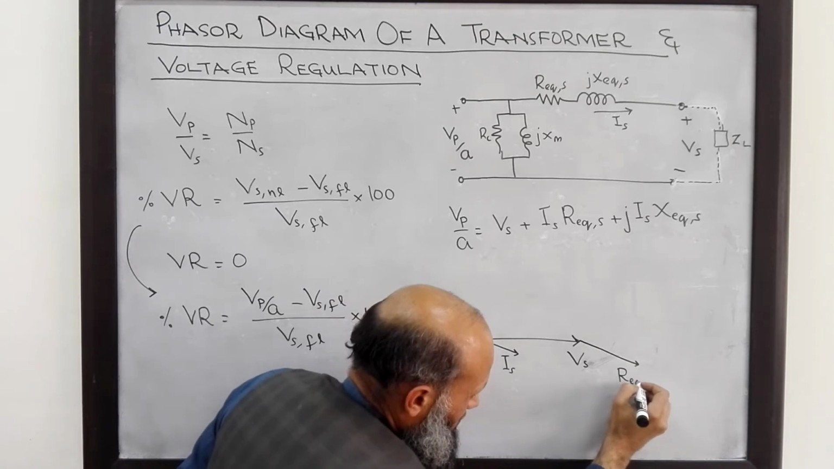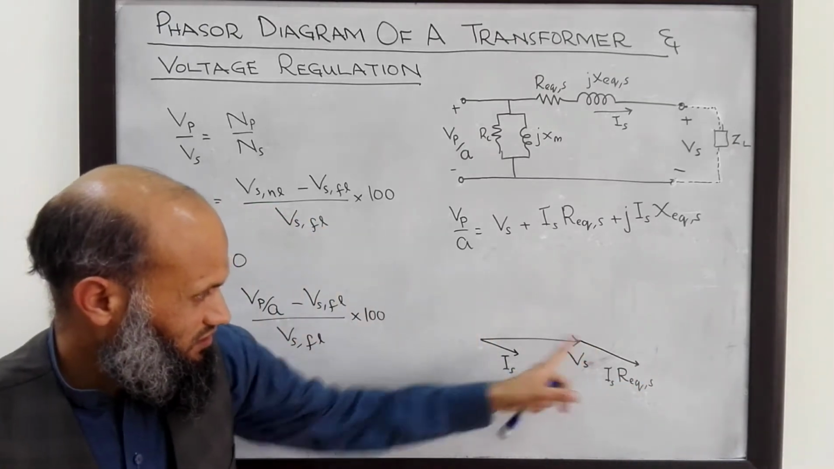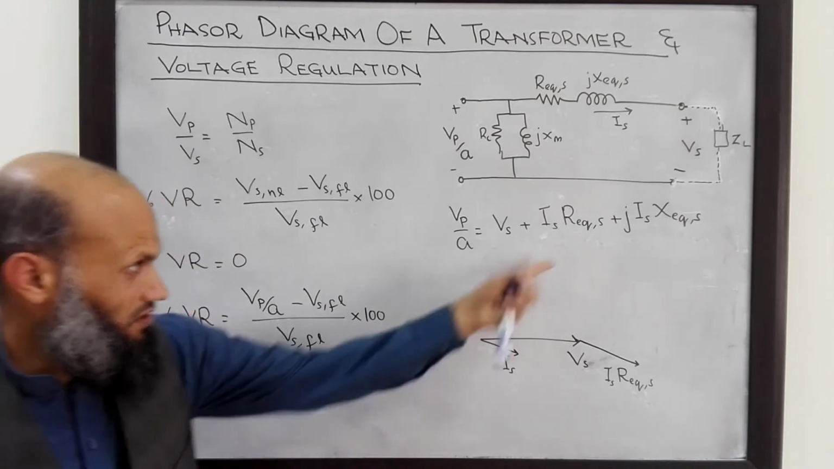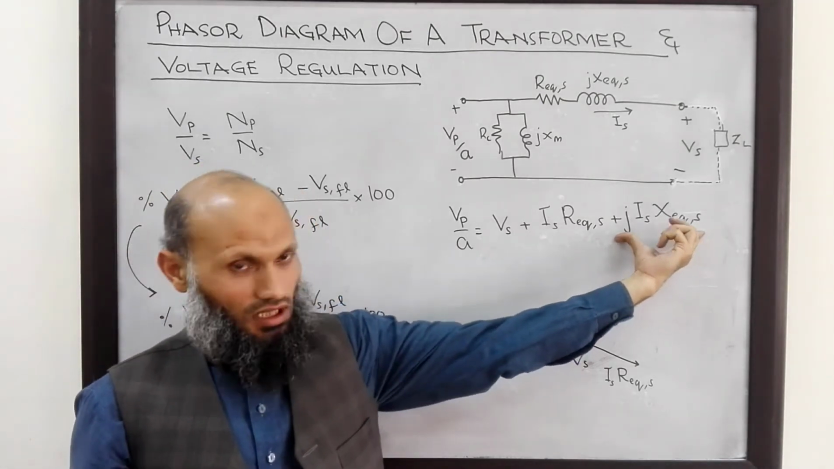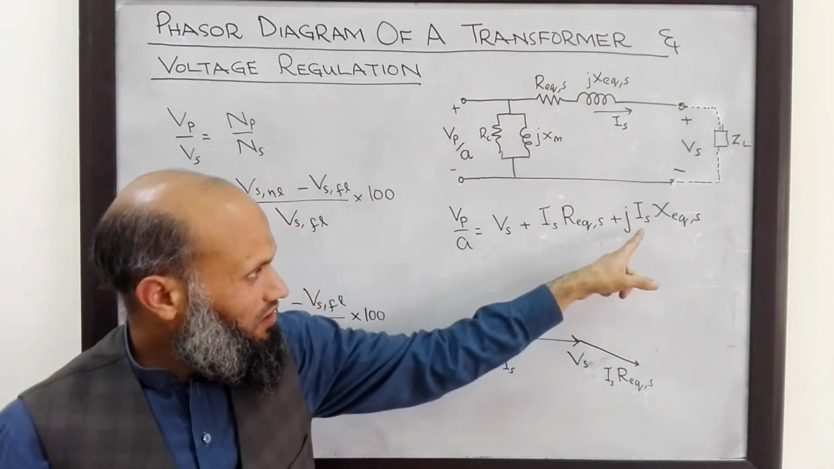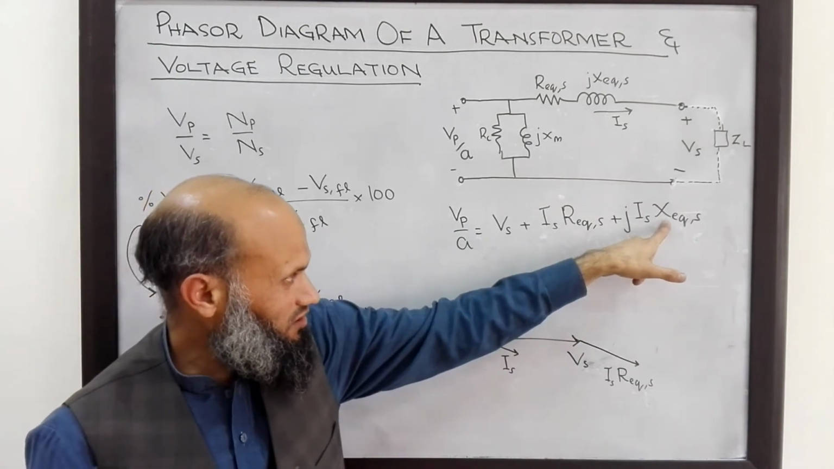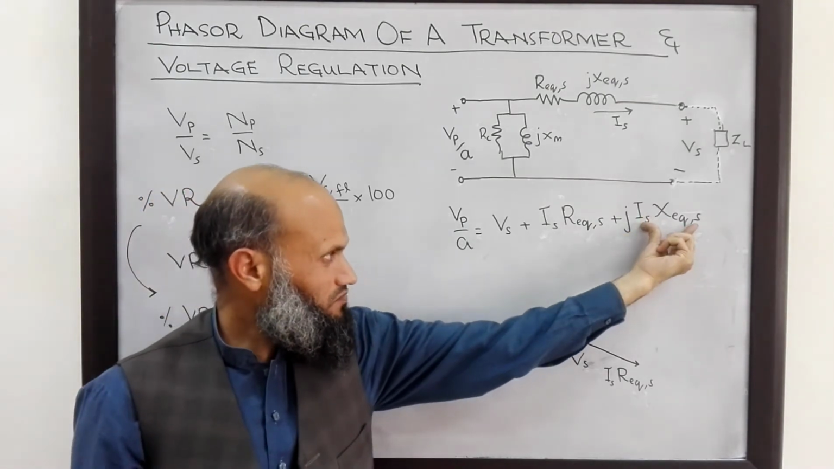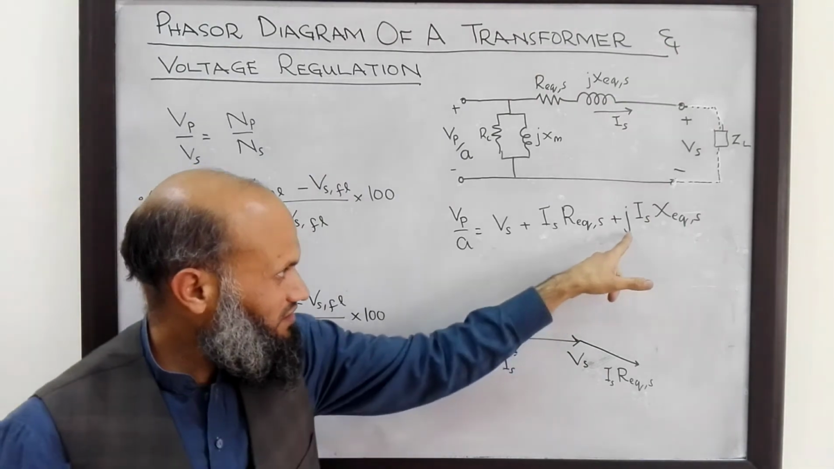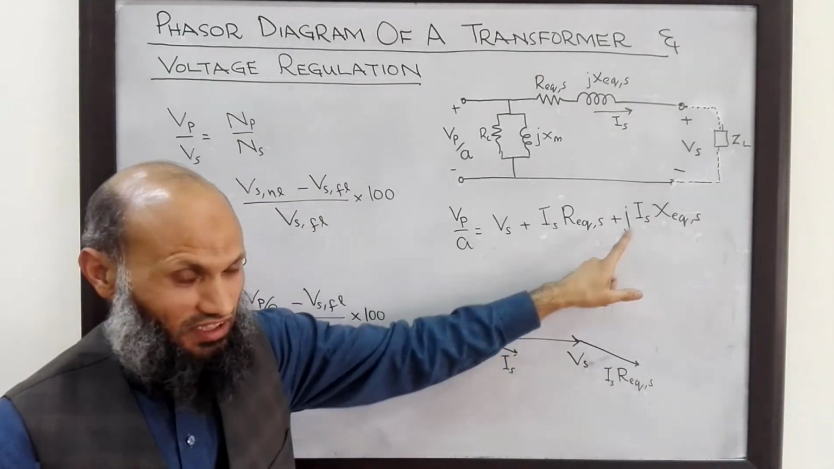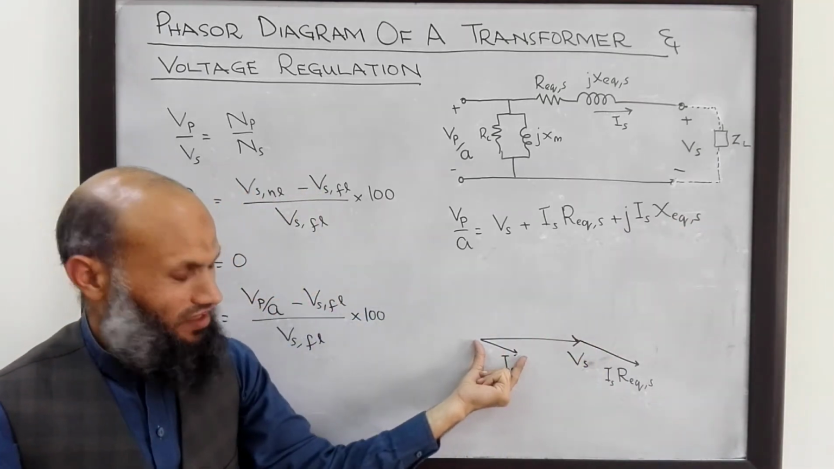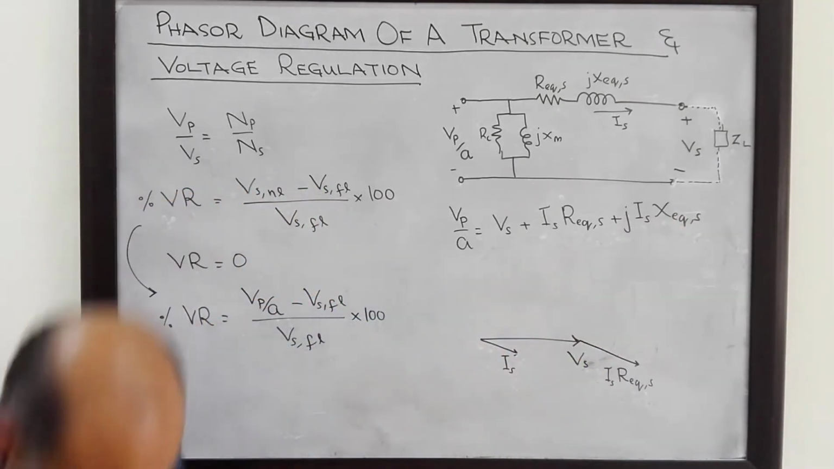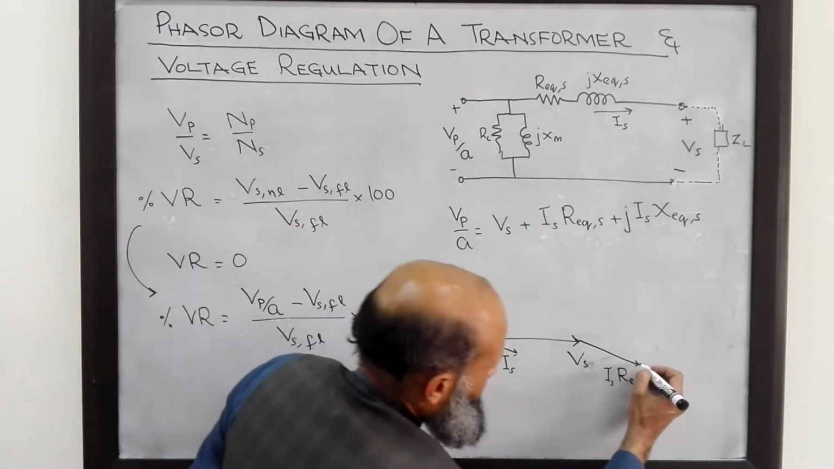R equivalent referred to secondary side multiplied by Is. This phasor is in phase with the current phasor, and represents this voltage. What is the phasor representation of this voltage? This is a real number, so this quantity will be in phase with this one, and this j is an angle of 90 degrees. So this voltage will be at an angle of 90 degrees to this phasor. That is this one.